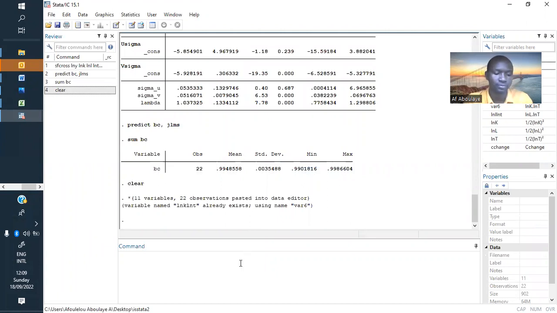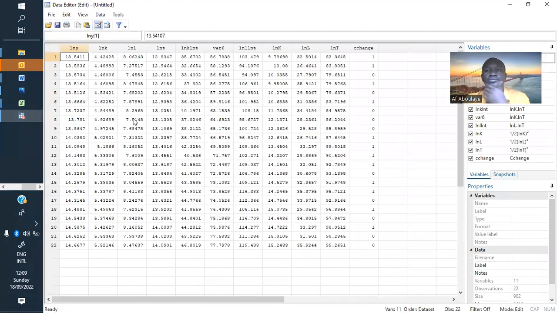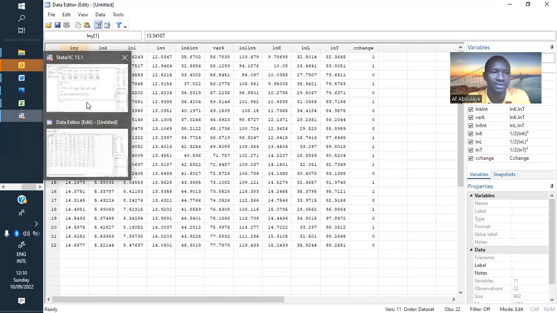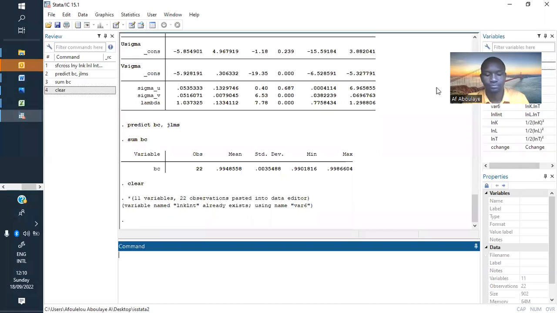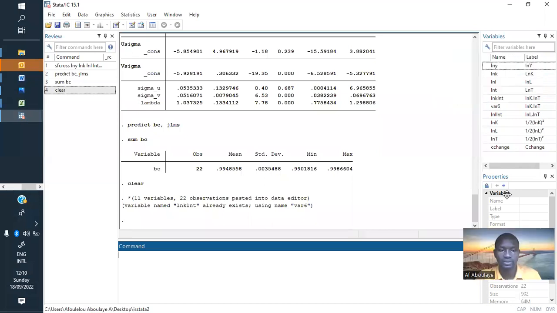Okay. We have all the data. The data I copied, I pasted it here. Now we have it to run, whatever we can run. Okay, let us proceed. Since we are using cross-section data, we will use the command sf cross.